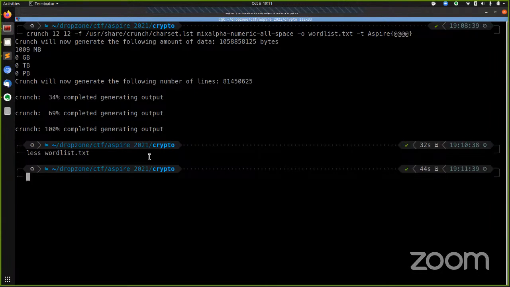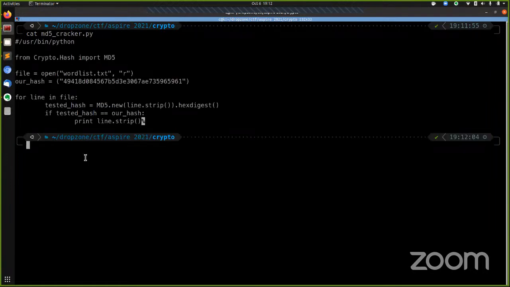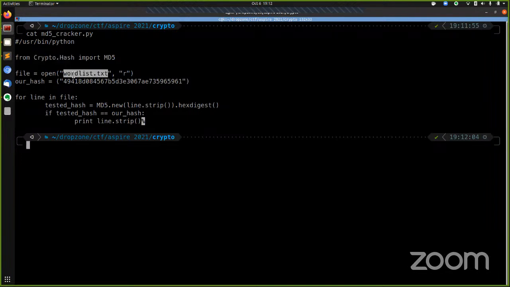There are tools like John, Hashcat, and so on and so forth. But for this case, I used a custom script I wrote in Python. It's called MD5 cracker, and it's pretty simple. This is just a library to help us with some functions. Then we open our word list. We specified the hash. Then we calculate the MD5 of every line in our word list and compare it with our hash. If they match, we know that we have recovered our flag.